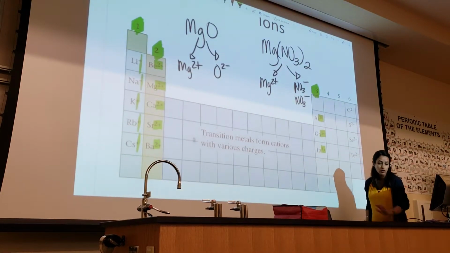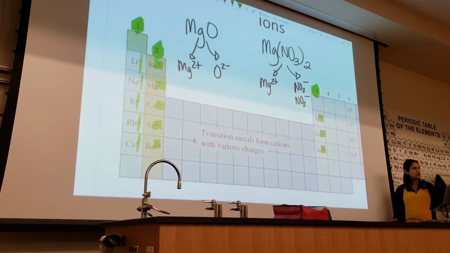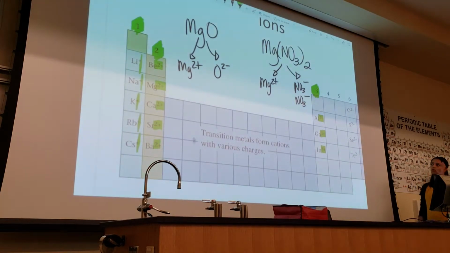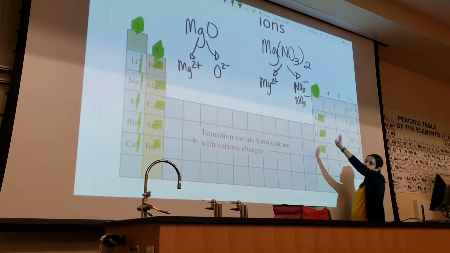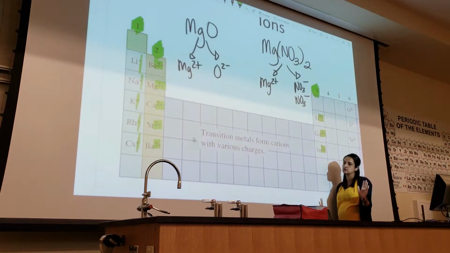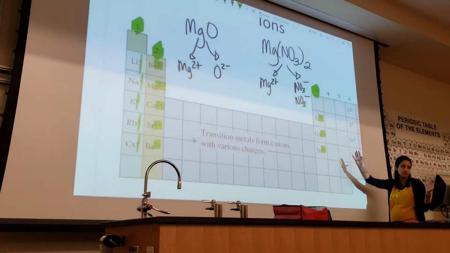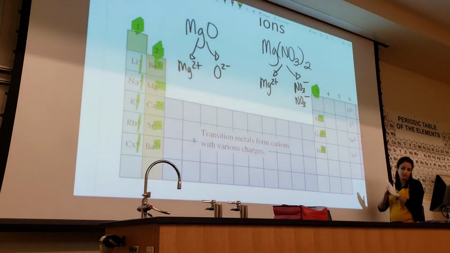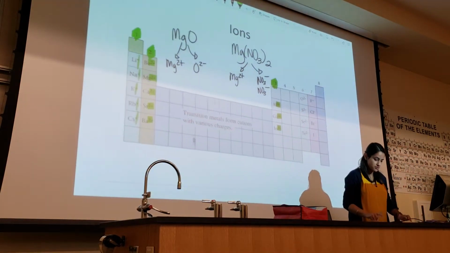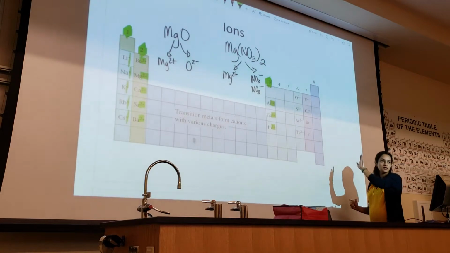So it doesn't matter what compound I look at. Any compound that has magnesium will always have a +2 charge. It always wants to form that charge. If I look at aluminum, it doesn't matter what compound it's in. It will always form a +3 every single time. So they're very consistent in that sense.